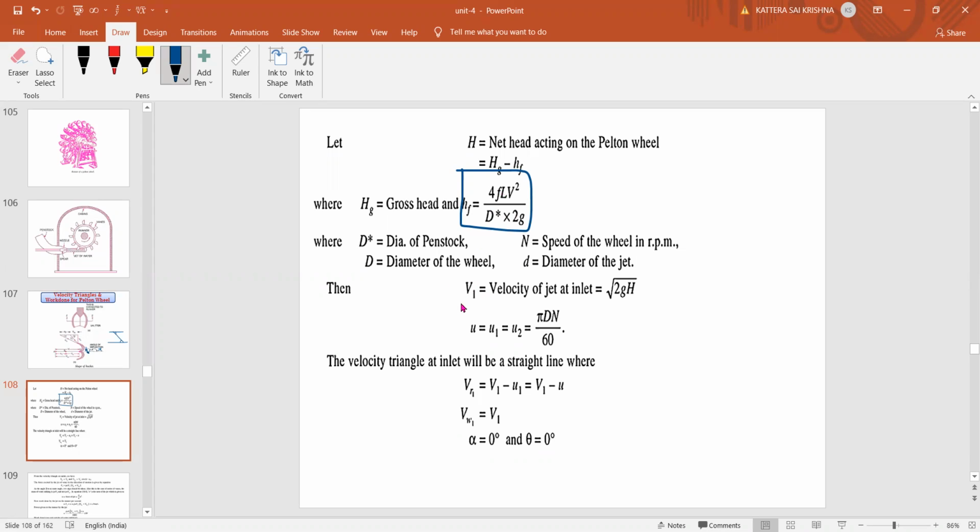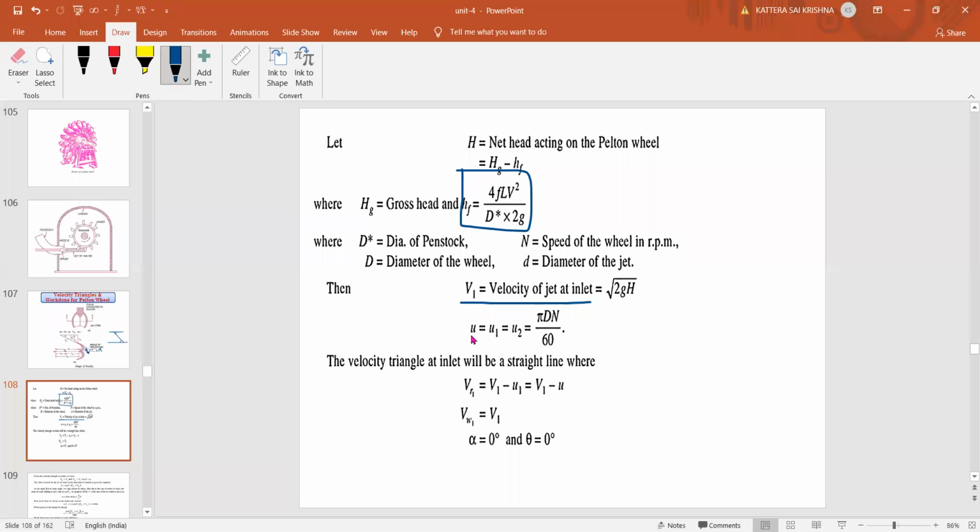Right. So the next thing is your velocity of jet at inlet. V1 is given by the square root of 2gH, where, as we already know, H is the net head available at the turbine. How much head of water is available for the turbine, that is taken here. Next, U1 and U2: we need to take pi DN by 60. This is taken because the drum or the wheel is rotating, so we can find the blade velocity from the angular velocity, that is pi DN by 60. So U1 and U2 are equal in the case of your Pelton wheel, that is U equal to pi DN by 60.